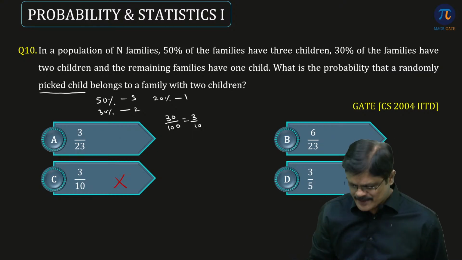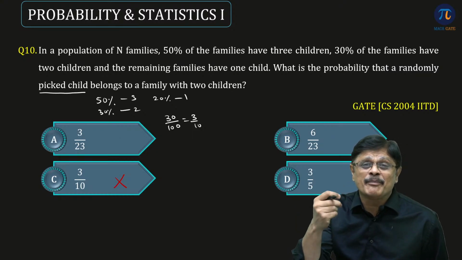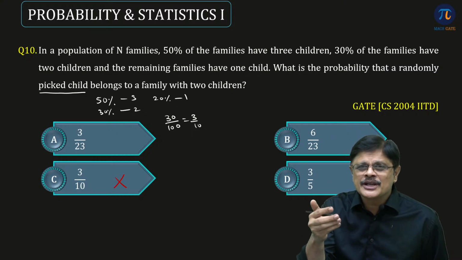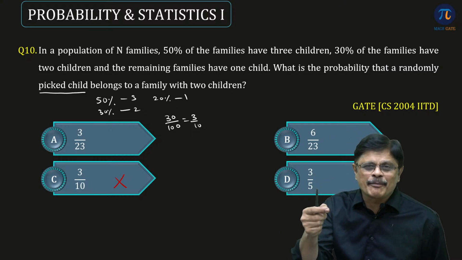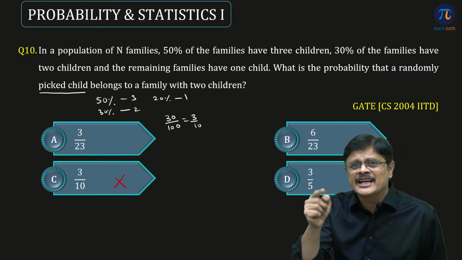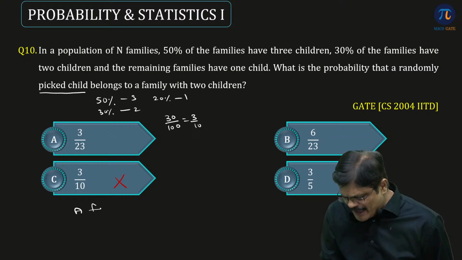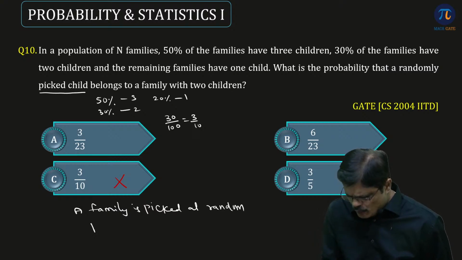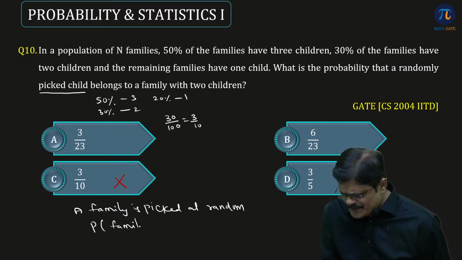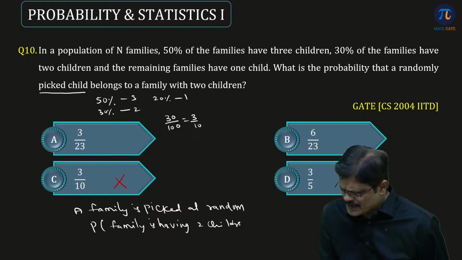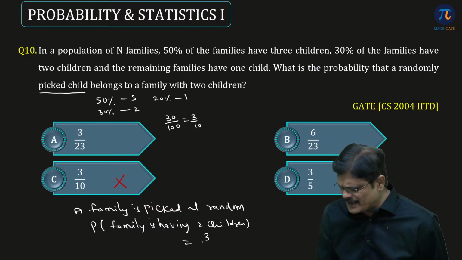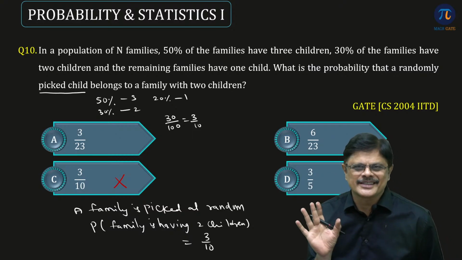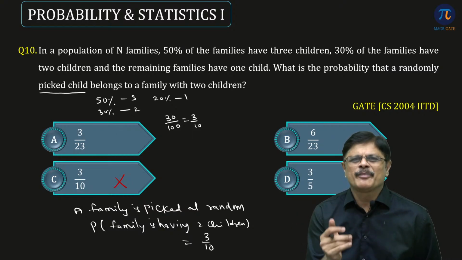Suppose the question is, what is the probability that a randomly picked family has 2 children? That is, a family is picked at random, then what is the probability that the family is having 2 children? If this were your question, then 3 by 10 would be the answer. But the question is not that. Just try to understand this. Please read the questions carefully.